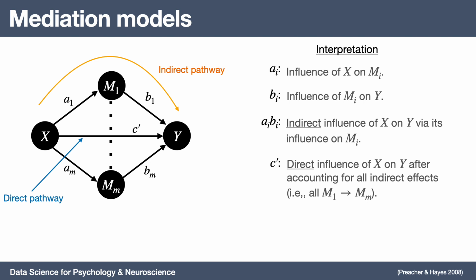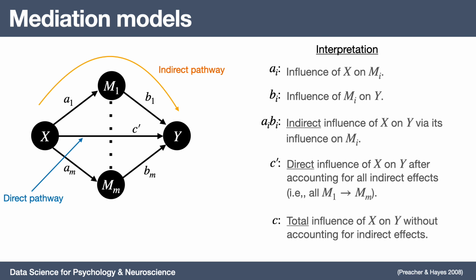C prime, the relationship you see here for the direct pathway, is the direct influence of X on Y after accounting for all the other indirect effects. Now there's a third variable here that I'm not showing, C. C is the total influence of X on Y without accounting for the indirect effects. This would be the regression model you would have between X and Y if you didn't have any mediators in your model. It's that total influence that is explained both by direct and indirect effects. These are the common terms you'll see in discussions or papers that use mediation models. A times B is the indirect pathway, C prime is the direct pathway, and C is everything collapsed together.